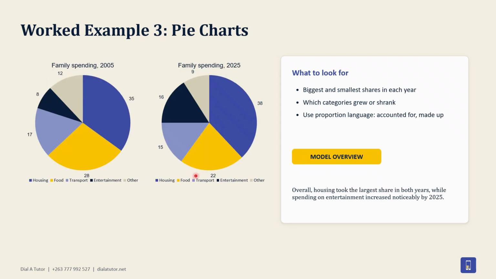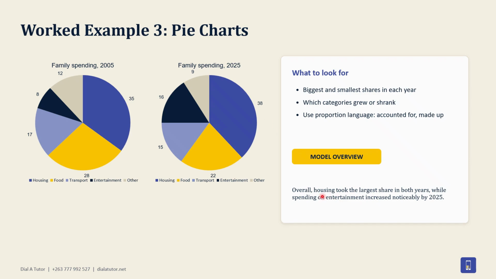Now let's have a look at pie charts. So definitely, if it's your introduction, you can then mention that the pie charts show information on how a family spent its money or income in the year 2005 compared to the year 2025. That's it. That's your introduction. Then you go to your second paragraph, which is the model overview, which is very important because one of the most important things is looking for trends.